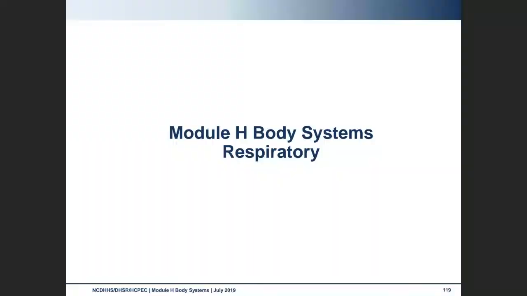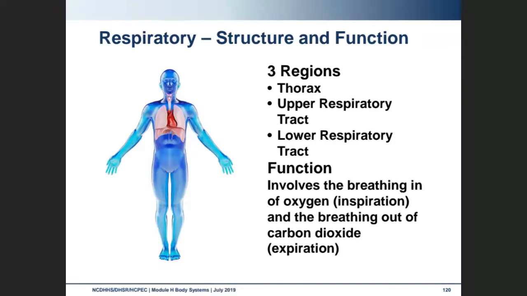We are now on Module H, the respiratory system. The respiratory system is made up of kind of three regions. We've got our thorax, upper respiratory tract, and lower respiratory tract. Our thorax is the closed cavity of the body that contains the structures that we need to breathe for respiration.